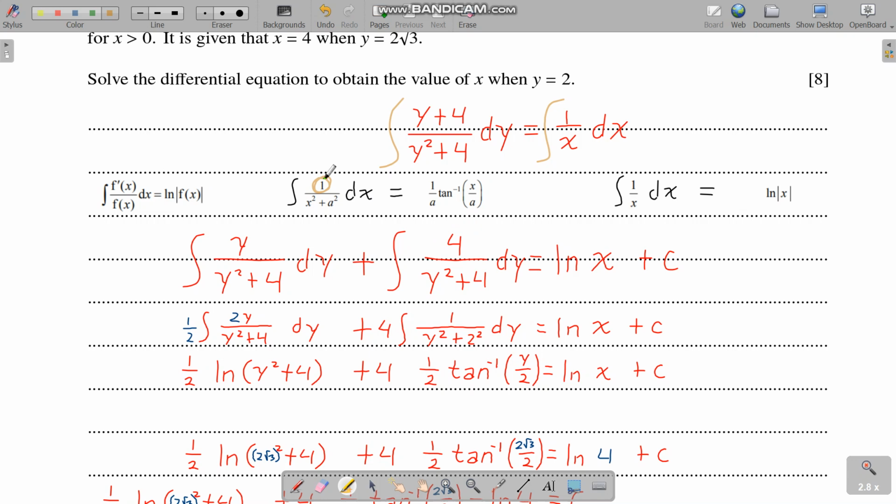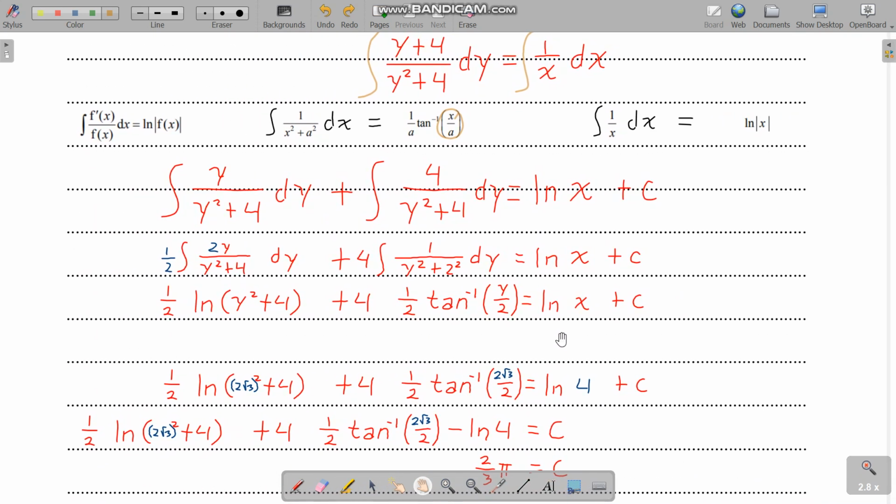And for this guy here, if you look at the formula, this is 1. It's not 4 or any other number, so let's just pull the 4 out of the integration. And if you look at the formula, we have a squared. So let's just express 4 as 2 squared. So now we can identify the a, which is 2. So if we use the formula, we get 1 over a. Again, the a is 2, so 1 over 2. Inverse tangent x over a. Again, the a is 2, and the x is y in this case. So we are done. We have integrated everything.